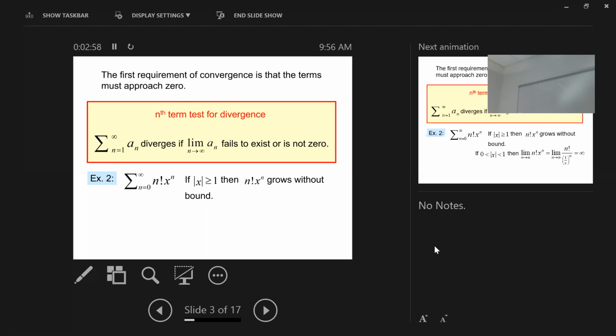Okay? This thing is diverging. The numbers are just growing. So it's not going to converge. We just kick it to the curb.